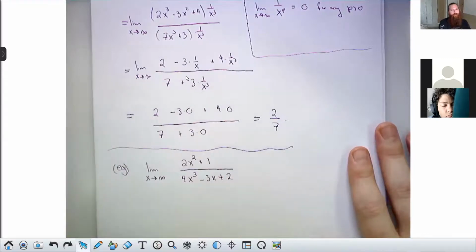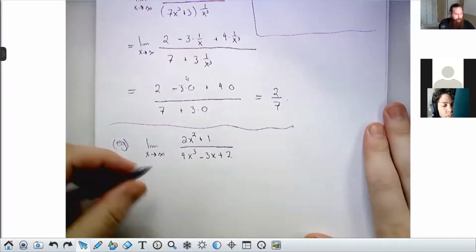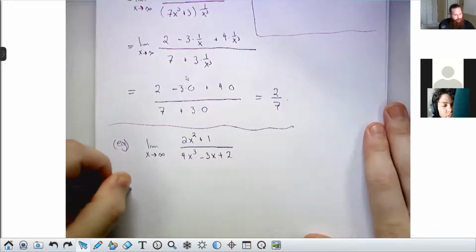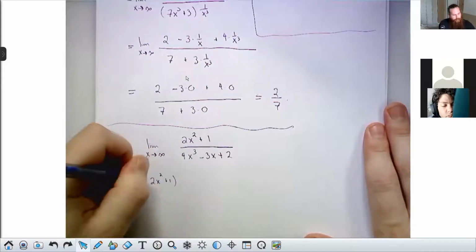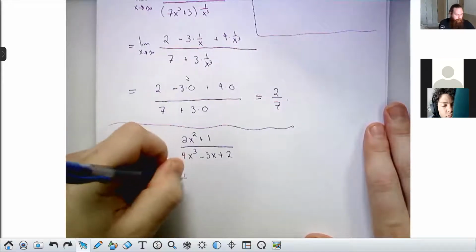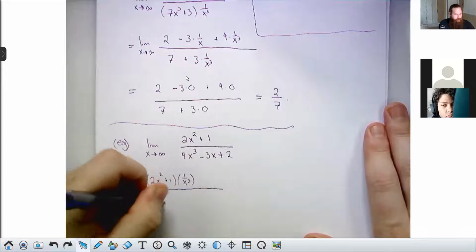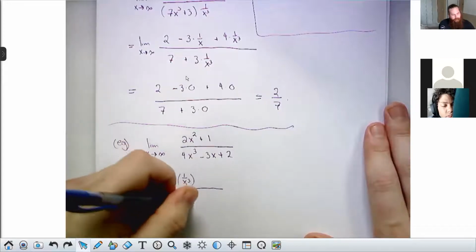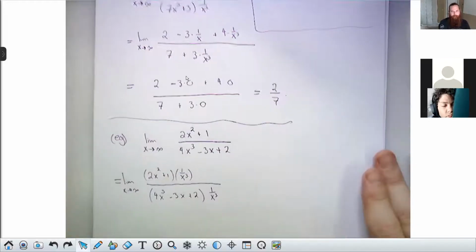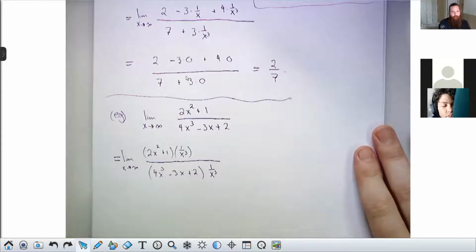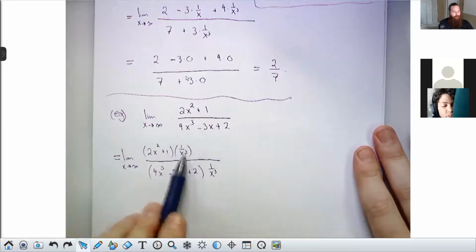So if I had something like this, and I wanted to send x to infinity, I can again divide top and bottom by the largest power of x occurring anywhere. So the top would be 2x squared plus 1. And then I want to divide top and bottom by x cubed, because that's the largest power of x that occurs anywhere. Downstairs, I would have 4x cubed minus 3x plus 2. Times 1 over x cubed. Because the largest power of x I see anywhere in this expression is the x cubed, which is right here. That's what I'm dividing top and bottom by.